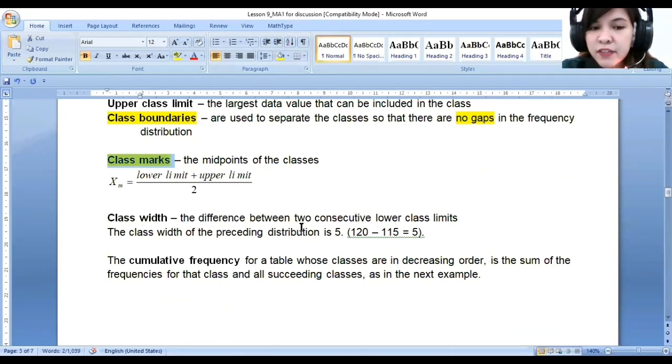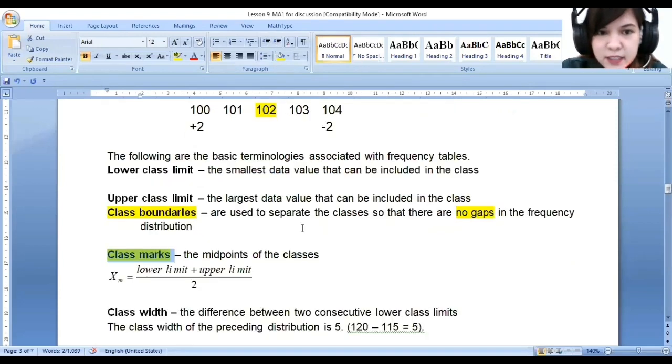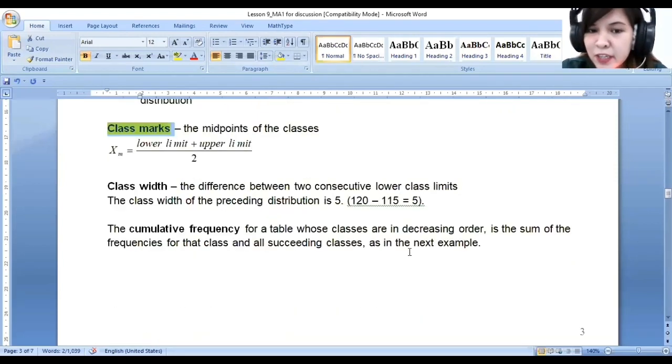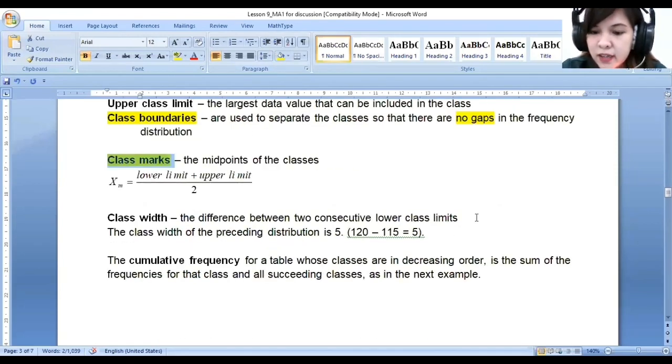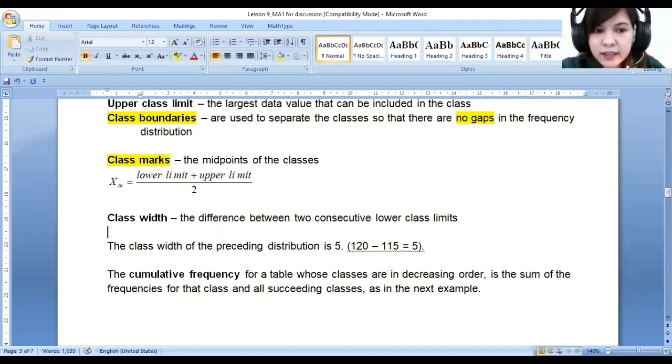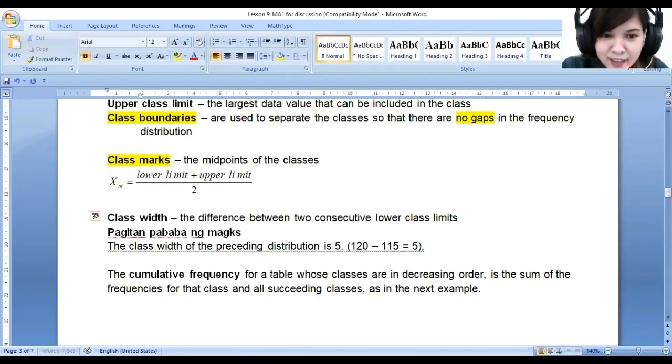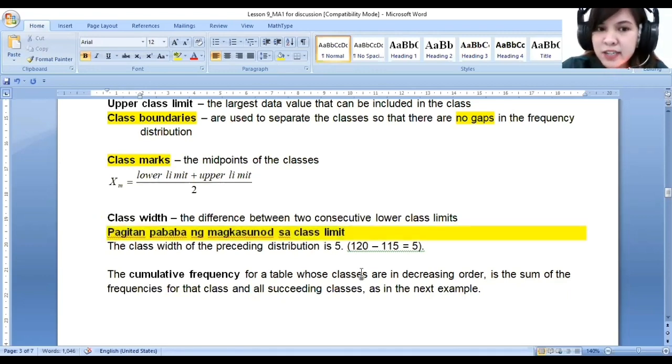Nakalagay dito, the difference between two consecutive lower class limits. So, sa Tagalog, yan yung, lagay ko ha, pagitan, pababa, ng magkasunod sa class limit. Ayan, Tagalog na, tandaan niyo yung konsepto na yan. So, pagitan pababa ng magkasunod sa class limit.